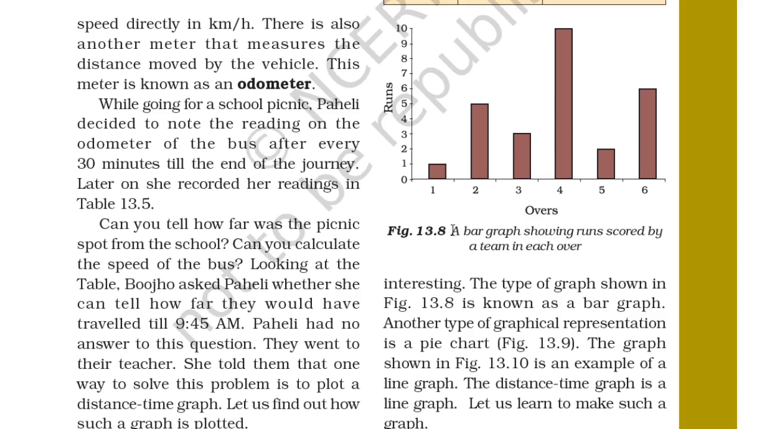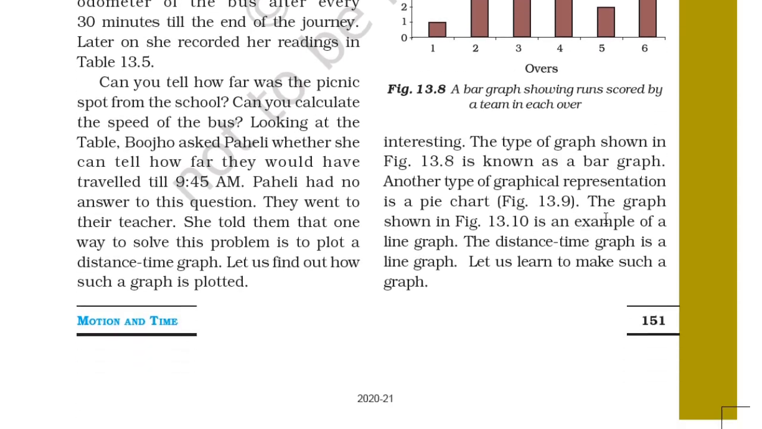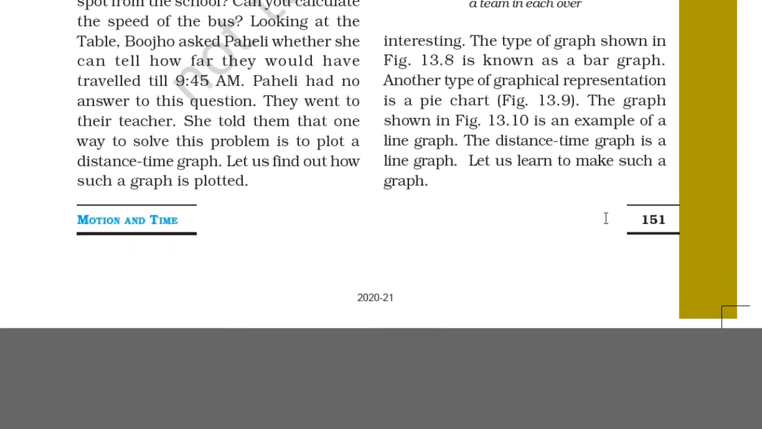So here is a graph showing runs scored by a team in each over. In the first over they scored 1 run. In the second over they scored 5 runs. In the third over they scored 3 runs. And in the fourth over they scored 10 runs. And in the fifth they scored 2 runs. And in the sixth over they scored around 6 runs. So this is a bar graph. So you will see the example of a pie chart and the line graph.